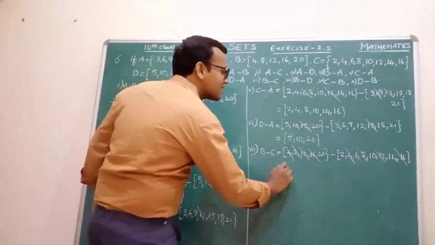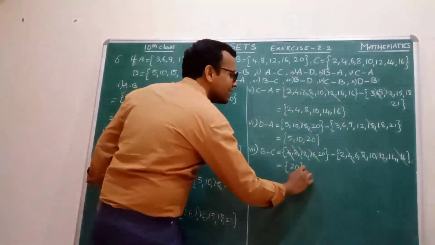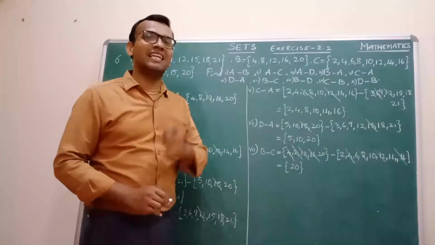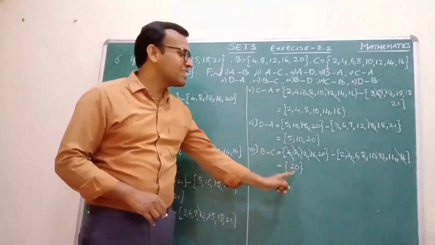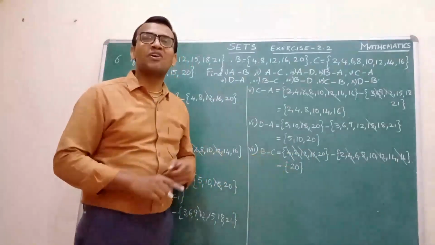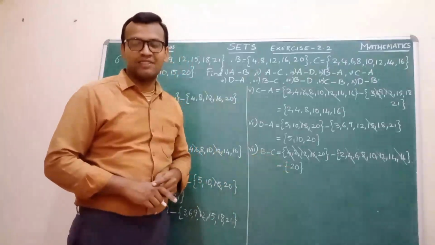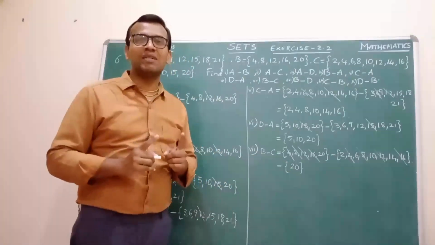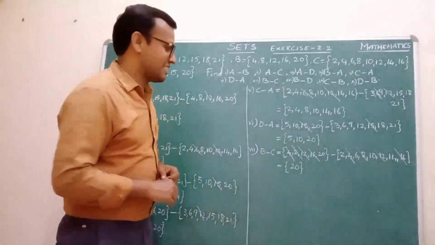So B minus C is a set with a single element. It can also be called a singleton set. A set with one element is called a singleton set.